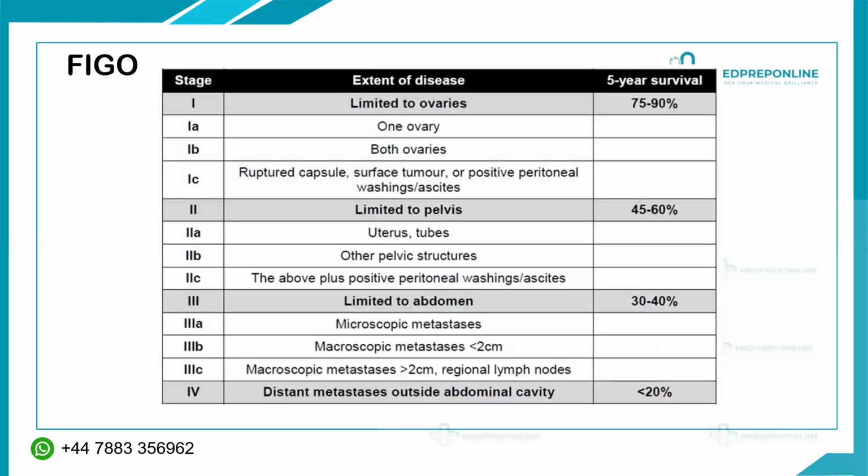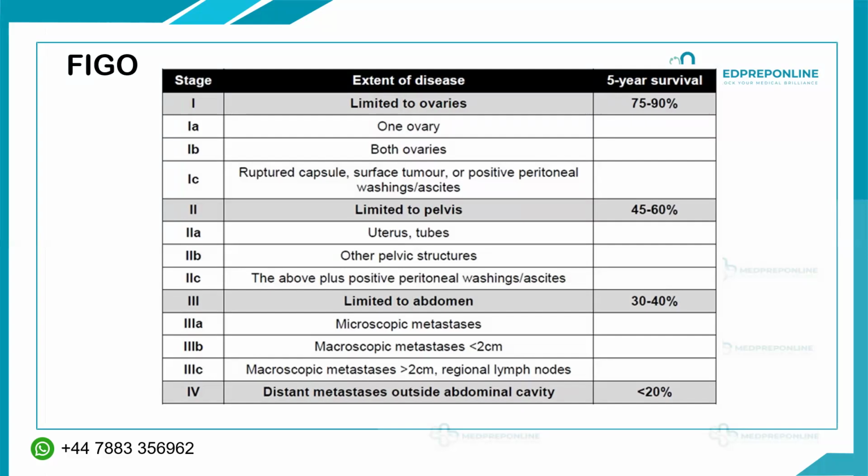Now coming to the FIGO staging for ovarian cancers, which has been simplified in this diagram, as well as the 5-year survival rate, which they usually ask you. So 1 is when it is limited to the ovaries, 2 is when it is limited to the pelvis, 3 is when it is spread to the abdomen, and 4 is when there is distant metastasis, which has occurred outside the abdominal cavity. So in 1A, only one ovary is involved. 1B, so B stands for both, both ovaries involved, bilateral. And 1C is when the tumor has ruptured and come to the surface of the ovary. So either it could be a ruptured capsule, or there could be surface excrescences, which is surface tumor, or you could have positive washings. Patient may have ascites.